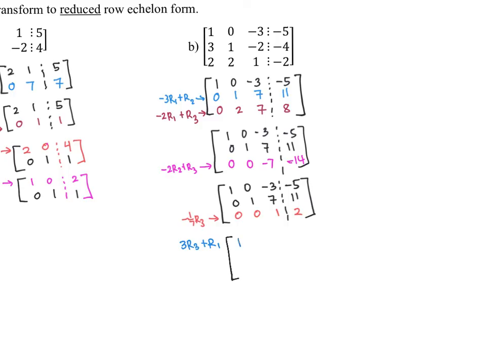0 plus 1 is 1. 0 plus 0 is 0. 3 minus 3 is 0. 6 minus 5 is 1. Okay, now for the second row, I'm multiplying by -7 to the third row to cancel with the second row. 0 plus 0 is 0 plus 1. -7 plus 7. -14 plus 11. Okay, and then the last row was fine.